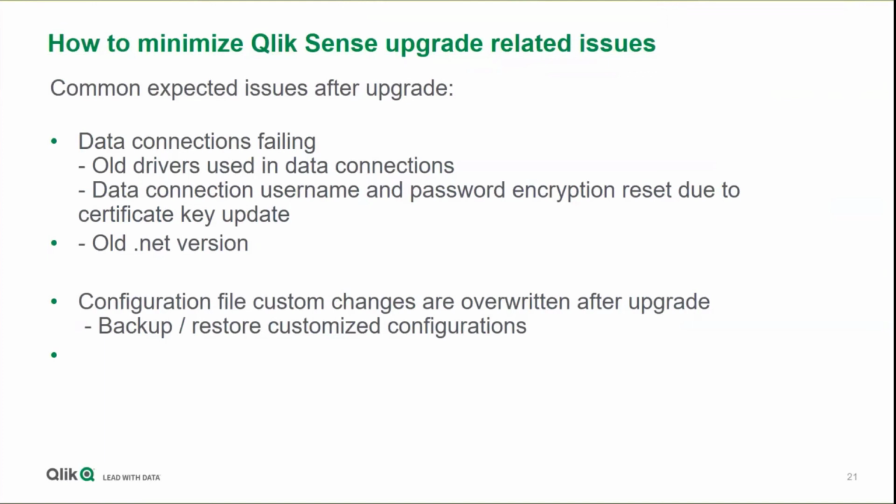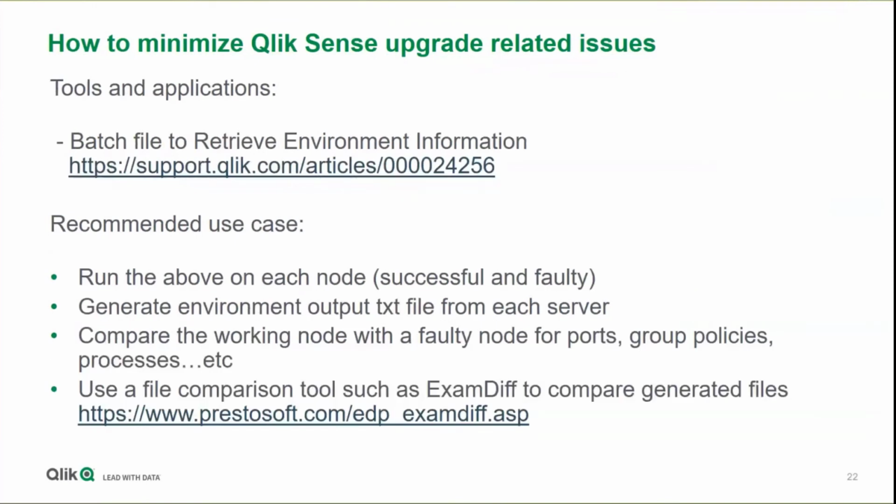Custom changes, we discussed this. Custom configuration. And this final point is to use, you all know we have a batch file that gets all the environment information. So if you experience differences, something that works in UAT and not production, or dev and UAT, you can generate these environment details, run the batch file on the server where everything works and on one that doesn't work, and then use a tool like ExamDiff, which is that last link on this slide.